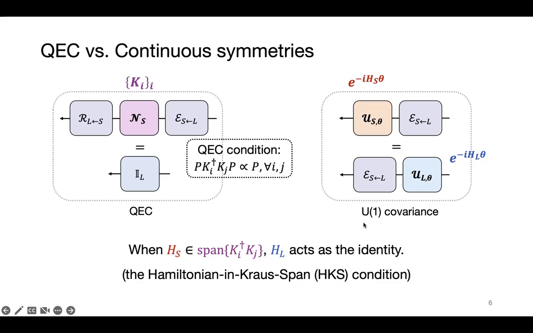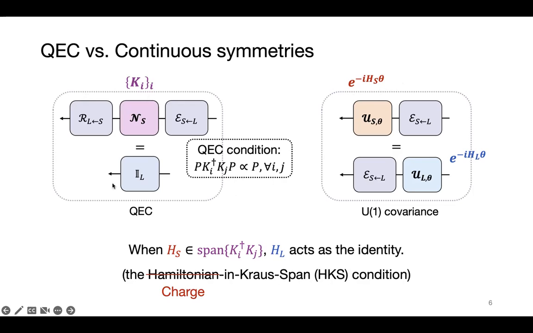And I also want to remark here, by Hamiltonian, I do not mean the Hamiltonian of the entire physical system. I just mean the charge operator of this U1 group in the physical space. Okay, so we will assume that the HKS condition is satisfied throughout this talk. And it is actually a quite general condition. For example, if you consider the case where K is a local operator and the Hamiltonian is also local, then it definitely satisfies this HKS condition.